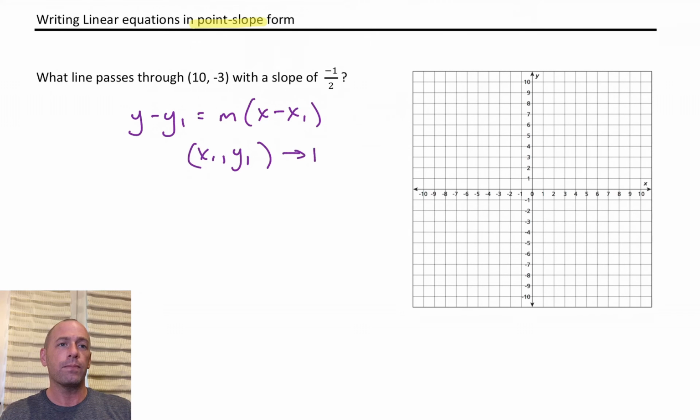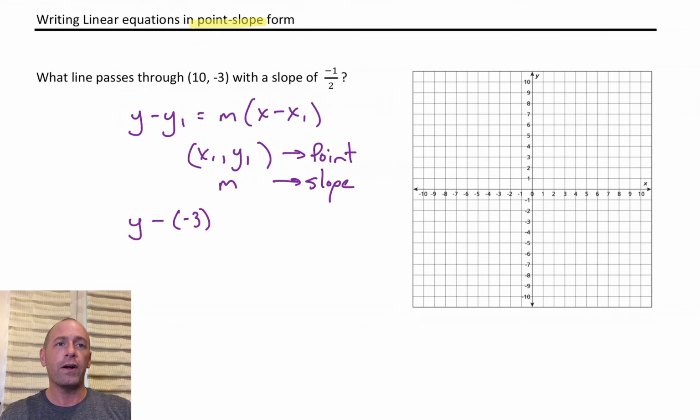(x1, y1) is the point that you're given. m is the slope that you're given. And what I'm going to do for this first example is just a straight substitution, and then I'm going to look at the graph and go back and check it using slope-intercept.